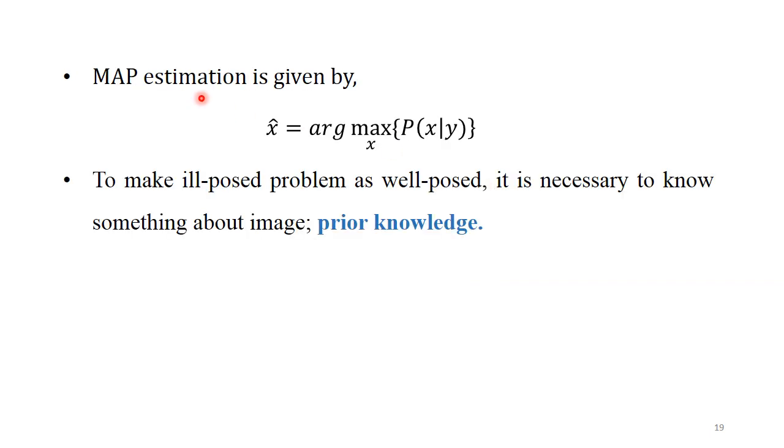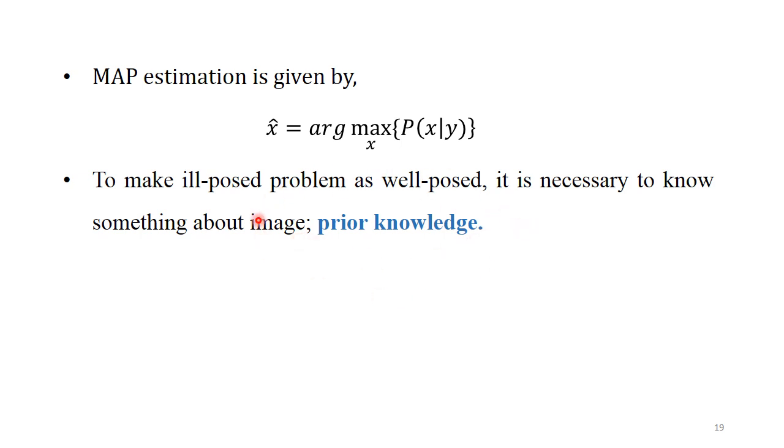Okay, now coming to the MAP estimation. So x cap is equal to argmax over x of the probability of x given Y, we need to maximize the possibility of x. And now to make an ill-posed problem a well-posed problem, that is what is our requirement. It is necessary to know something about the image. That something we call the prior knowledge, right?